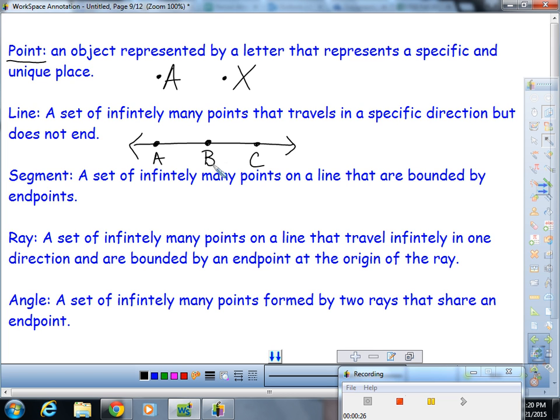A segment still contains infinitely many points, but now a segment is bounded by endpoints. There's segment US. A ray has infinitely many points, and it travels in one direction. There is ray XY. And an angle contains infinitely many points, and it's formed by 2 rays that specifically share an endpoint.